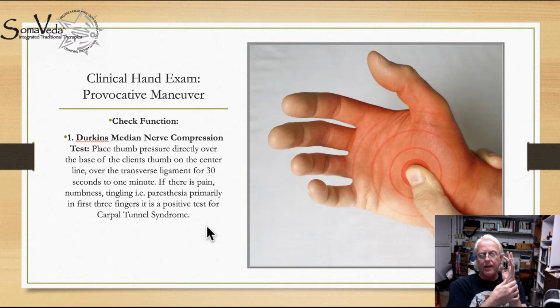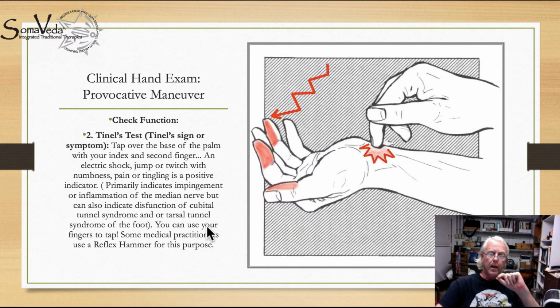If there's pain, numbness, tingling, i.e. any symptom of paresthesia, primarily in the first 3 fingers, that's a positive test. Okay, next we're going to look more at Tinel's test. These tests are really very simple. They're easy to learn, aren't they?